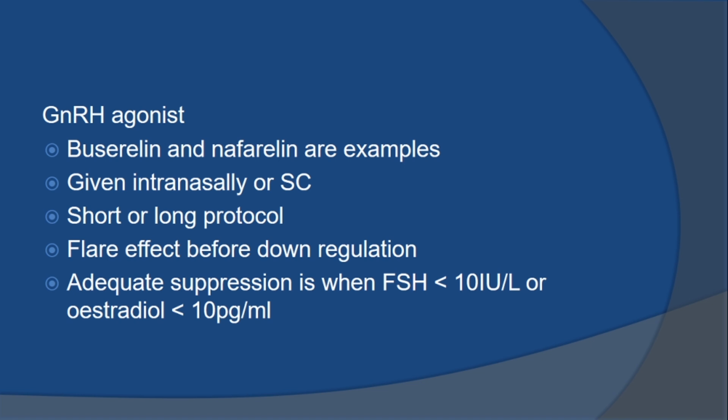Some of the gonadotropin-releasing hormone analogs in use include buserelin and nafarelin, which are given intranasally or subcutaneously. Several methods of use are available, especially in the process of IVF. You have the short protocol, the long protocol, and you can use it for triggering the ovulation in the antagonist protocol. Adequate suppression is when the FSH level is less than 10 international units per liter, or estradiol level is less than 10 picogram per ml.